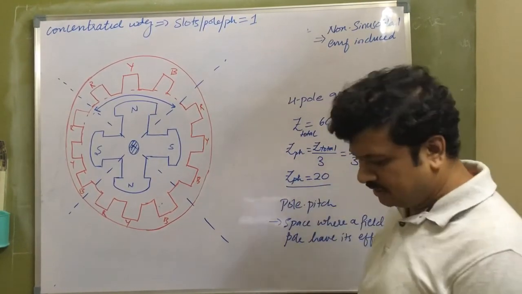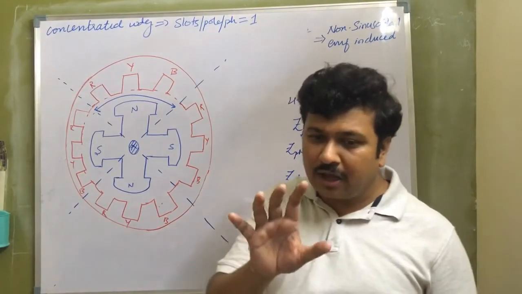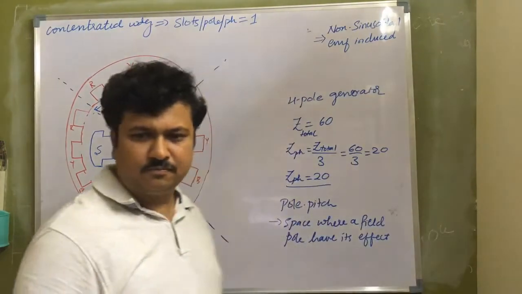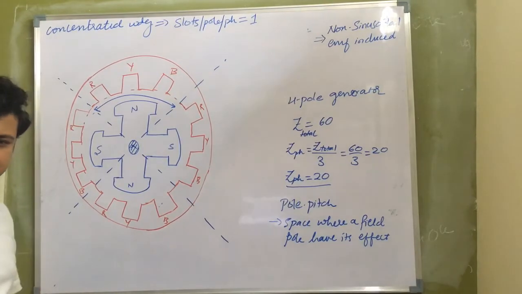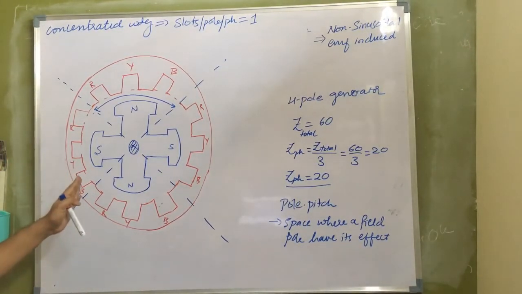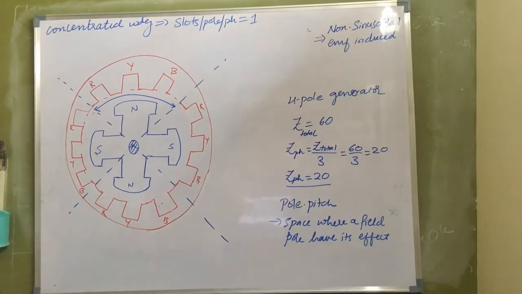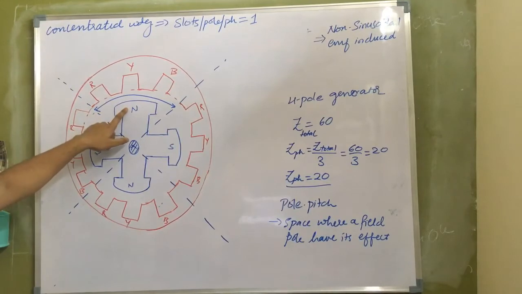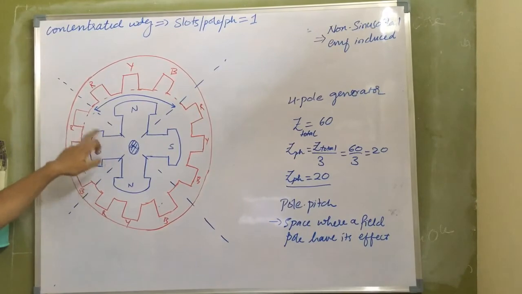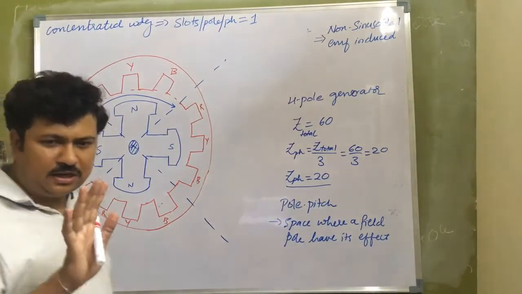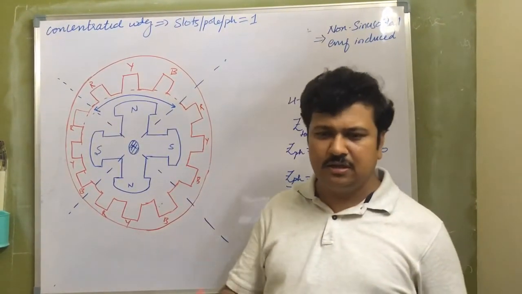Now these 20 conductors are to be placed in all the slots that are allocated for R phase. All the 20 conductors per phase should be placed in all the slots allocated for each phase. Now how many slots are there for each phase? There is one slot under one north pole, second slot under next south pole, third slot under next north pole, fourth slot under next south pole. So there are 4 slots allocated for R phase conductors.